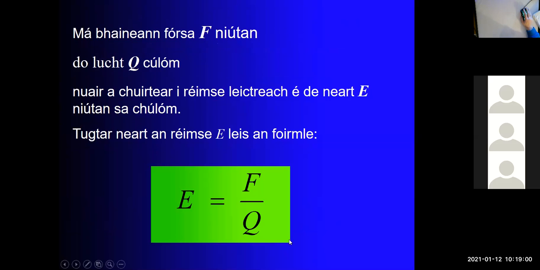If a force F newtons acts on a charge Q coulombs in an electric field, the electric field strength E is given by E equals F over Q. So if a charge Q experiences a force F when placed in an electric field, the field strength E is given by E equals F over Q. This formula is in the data table.